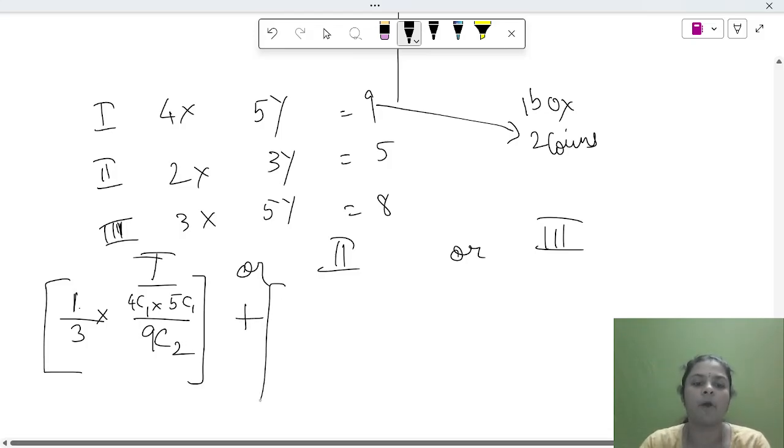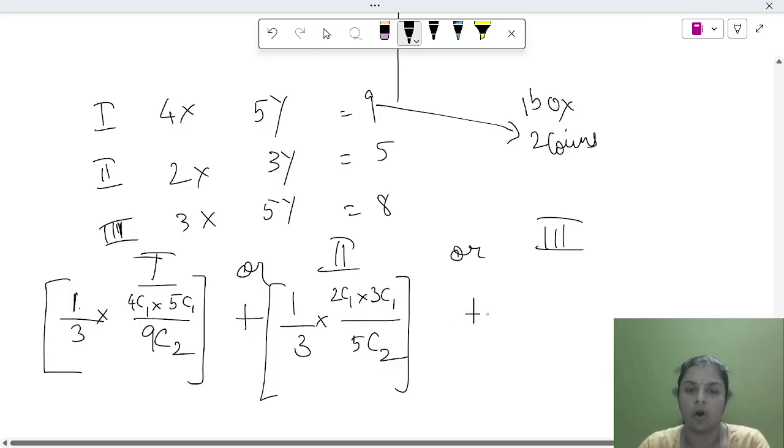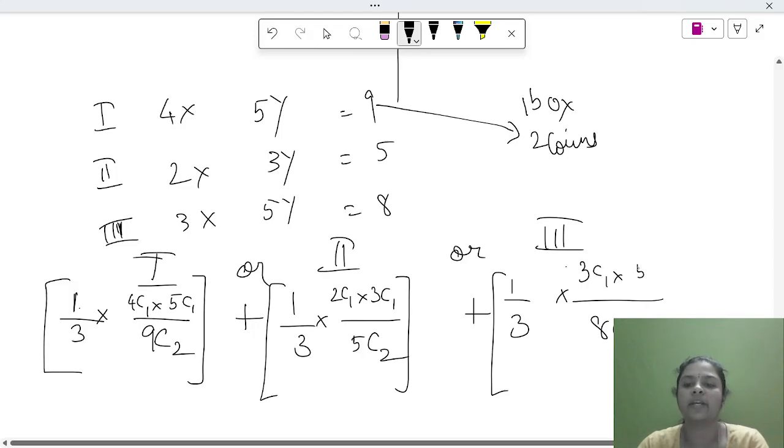Now come to box 2. What is the probability of selecting box 2? Again 1 by 3, and in the denominator I am going to select 2 coins out of 5 coins, 5C2. Now I need two different coins, so 2C1 into 3C1. Or come to box 3, 1 by 3 into denominator 8C2. Now I need two different coins, 3C1 into 5C1.